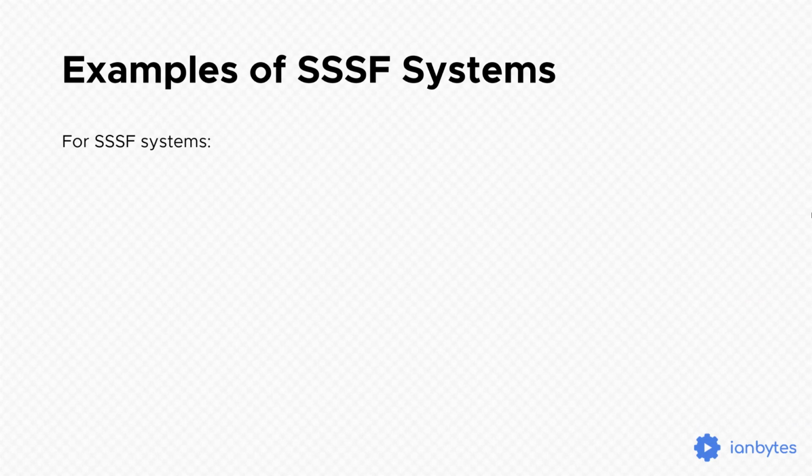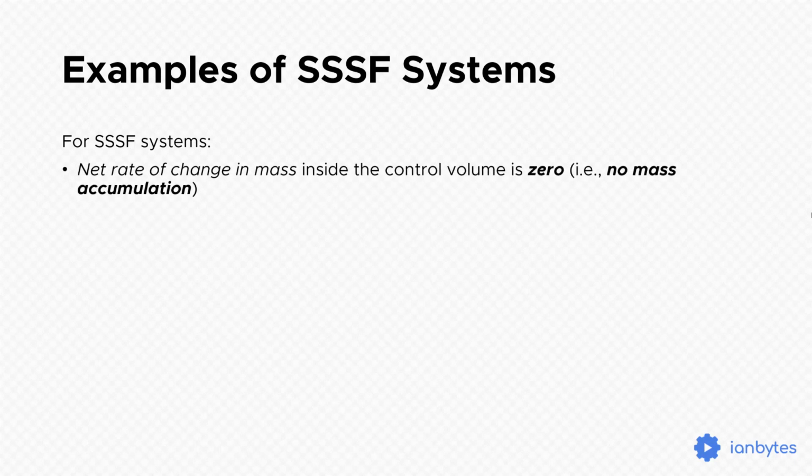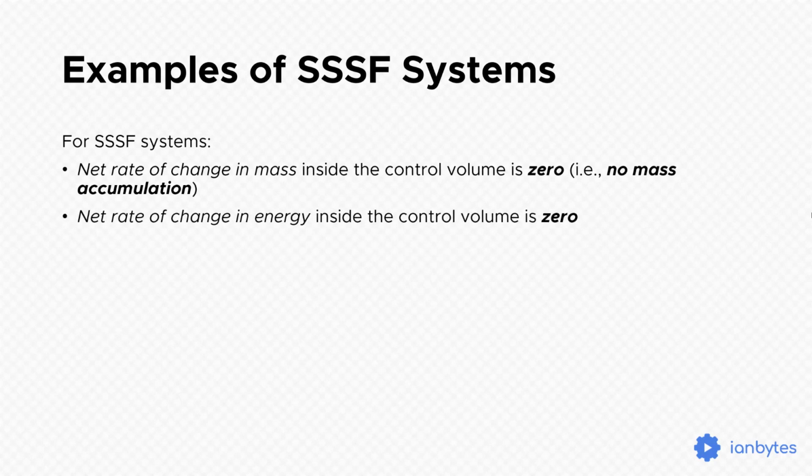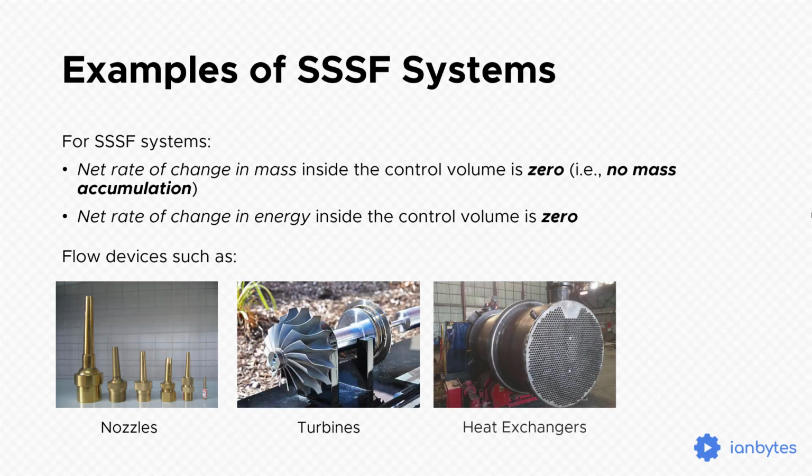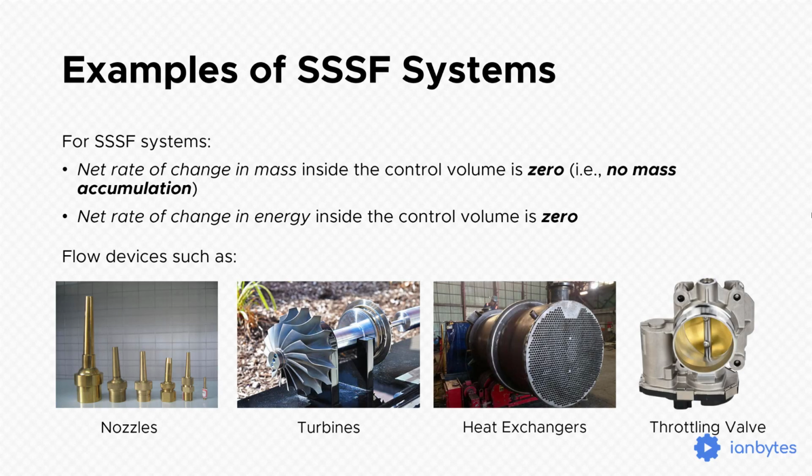Just a recap, sa madaling salita, isa sa mga katangian ng steady-state steady flow systems ay kung ano ang mass na pumapasok ay lumalabas lang din. Walang mass accumulation sa loob ng device at ang net rate of change in energy ay 0. Ilan lang sa mga halimbawa ng steady-state steady flow devices ay ang nozzles and diffusers, turbines, heat exchangers, at throttling devices. Let's go through each of them and derive their governing equations based on certain assumptions that we can make.